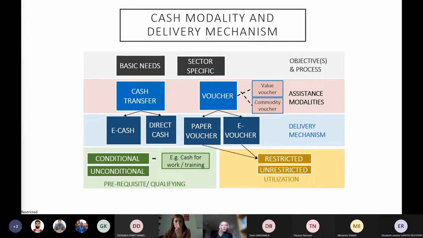The cash can be conditional or unconditional, meaning whether there is a prerequisite or a qualifying condition for people to get cash. So it could be that we ask mothers to participate in a training on nutrition, and on the basis of that participation, they get access to the cash. So they're targeted already, we know what we're giving them and so on, but there is this qualifying condition.